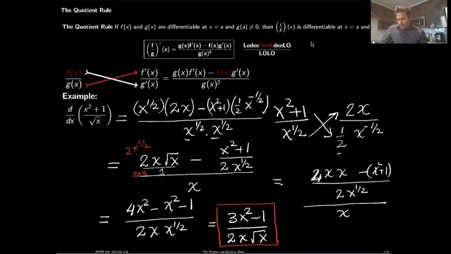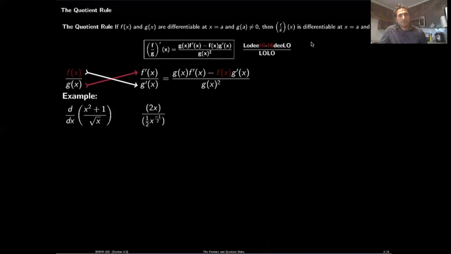So let's look one more time at the solution and how we calculate it. I calculated the derivative of the top function, which is 2x, and then the derivative of the bottom function was 1/2 x to the power negative 1/2. And then I recited the chant "low d high minus high d low" and put it over there.